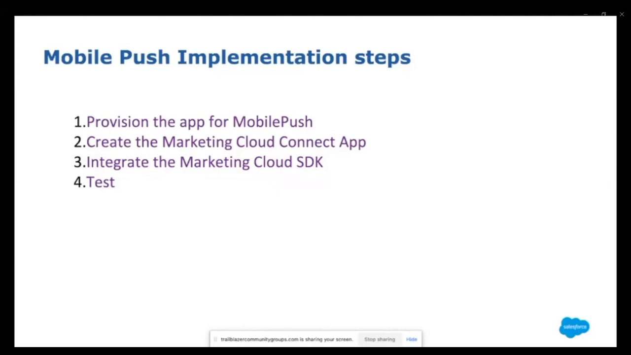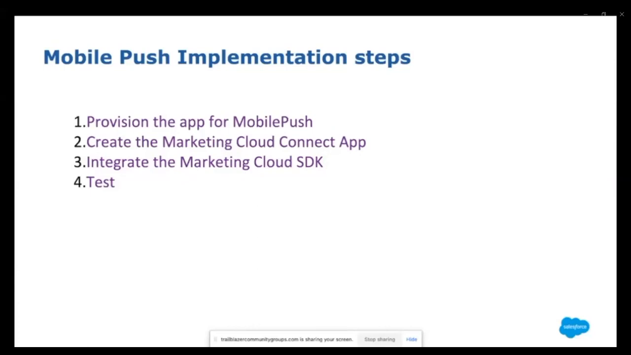But when we would like to communicate with their existing mobile apps, what are all the implementation steps required in Marketing Cloud, right? Number one, we have to provision the app for mobile push. Number two, we have to create the Marketing Cloud Connected app. I'll showcase what the Marketing Cloud Connected app looks like.